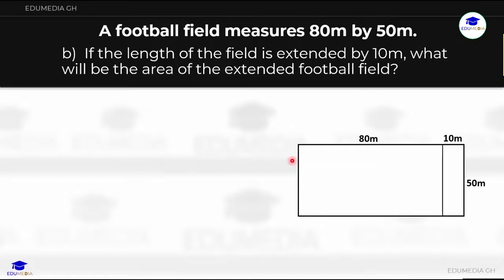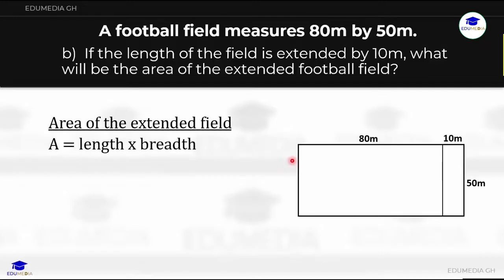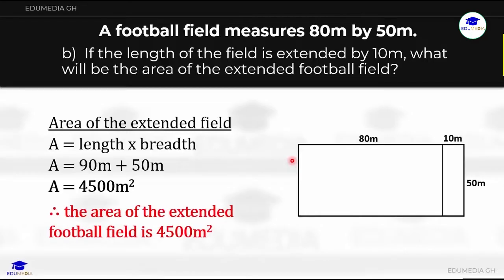So the area of the extended football field: area of a rectangle is length times breadth. Now the length at the moment is 90 meters, not 80 meters. It's 90 meters because it has been extended by 10 meters. So 80 meters plus the 10 meters gives us the 90 meters, times 50 meters. That's the breadth of it. So the area is 4,500 meters squared. Therefore, the area of the extended football field is 4,500 meters squared. Remember that we are looking for the area, and that is why you have it squared.